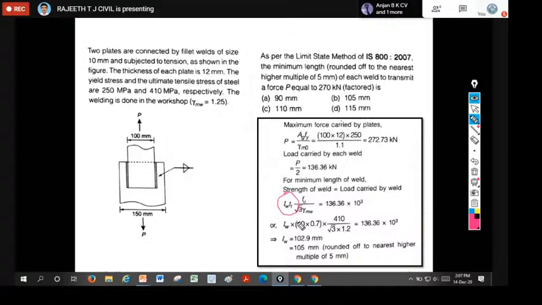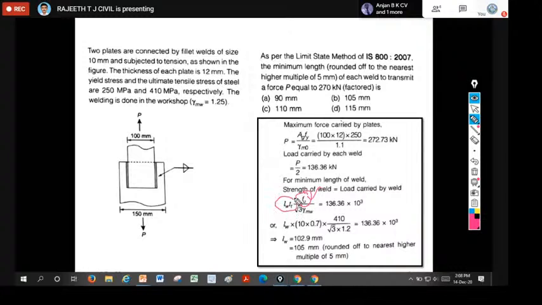The same thing: area equal to length into throat thickness, into the stress Fu by root 3 gamma mw, which is the stress in the material. This is equal to the load carrying capacity. Since we know the load, I have written it on the RHS, that is 136.36 into 10 power 3 Newton. Here I have written in terms of Newton. Why? Because on the other side, Fu I need to substitute as 410 Newton per millimeter square. Therefore all length units are in millimeter and load units are in Newton.